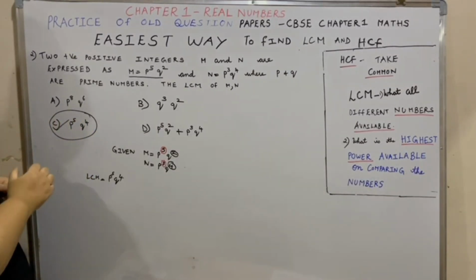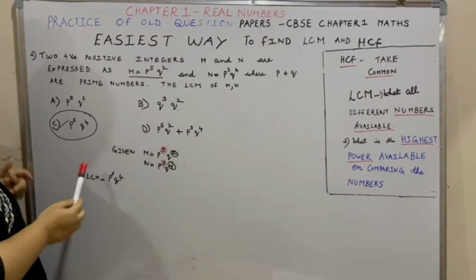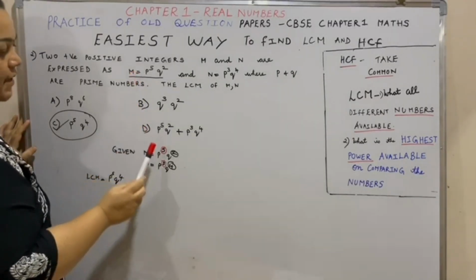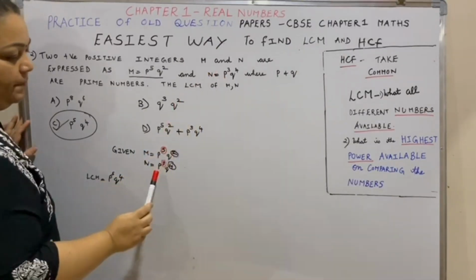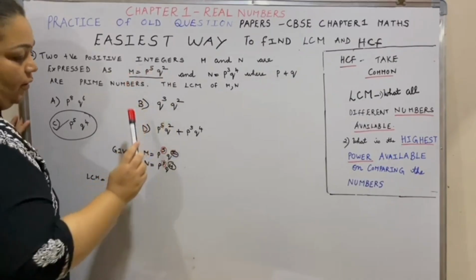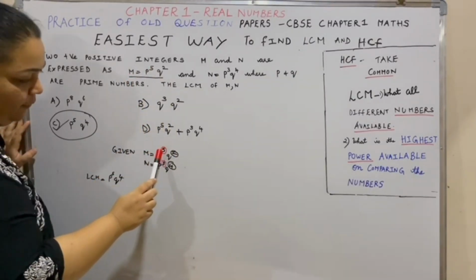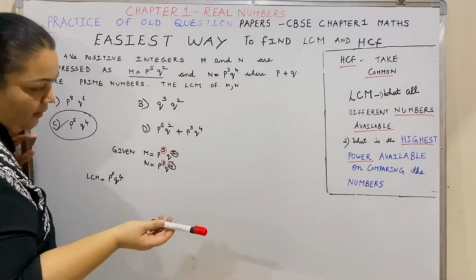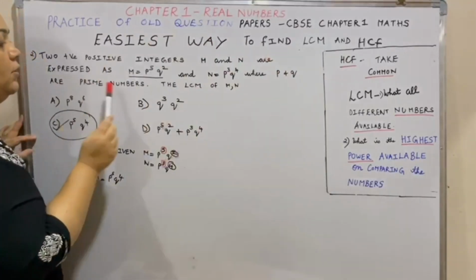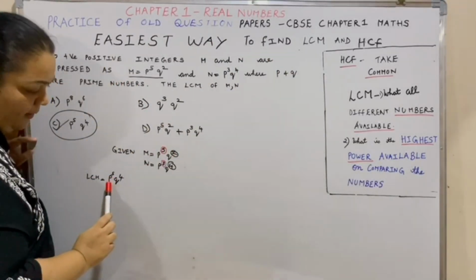Understand what I told you. First write what is given. M is equal to p to the power of 5 q squared. N is equal to p cube q to the power of 4. On comparing both, which separate numbers are there? P and q are the separate numbers because they already told us p and q are prime numbers.